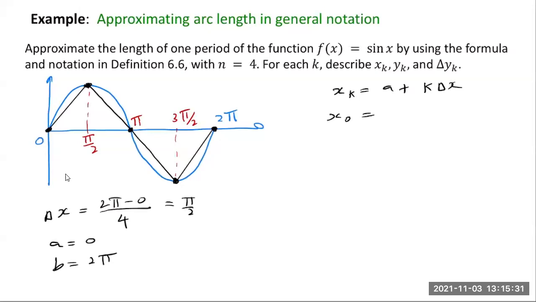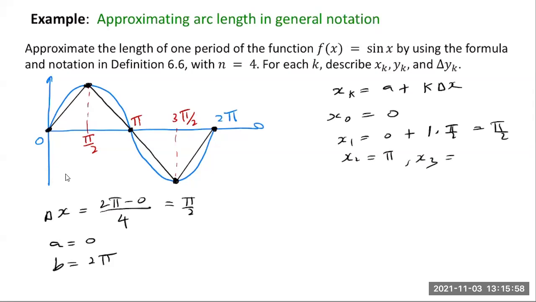x0 is equal to a, which is 0. And then x1 is equal to a plus k delta x, which is 0 plus k delta x. K times delta x, with k equal to 1, is 1 times pi over 2, which is pi over 2. And then x2 is, similarly, pi.